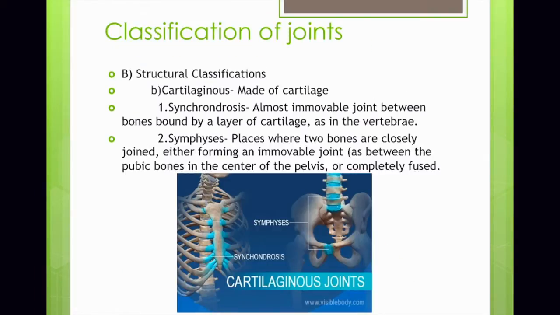Other structural classifications of joints. Cartilaginous, which are made up of cartilage. Synchondrosis, which are almost immovable joints between bones bound by a layer of cartilage, such as the one in between vertebrae. And symphysis joints, which are places where two bones are closely joined, either forming an immovable joint, such as the one between the pubic bones in the center of the pelvis, or the ones that are completely fused. Below is an image that can show you the differences in joints.